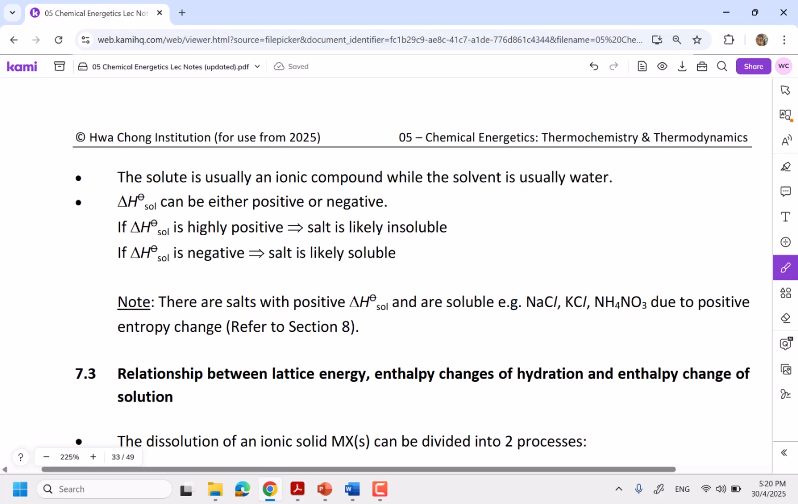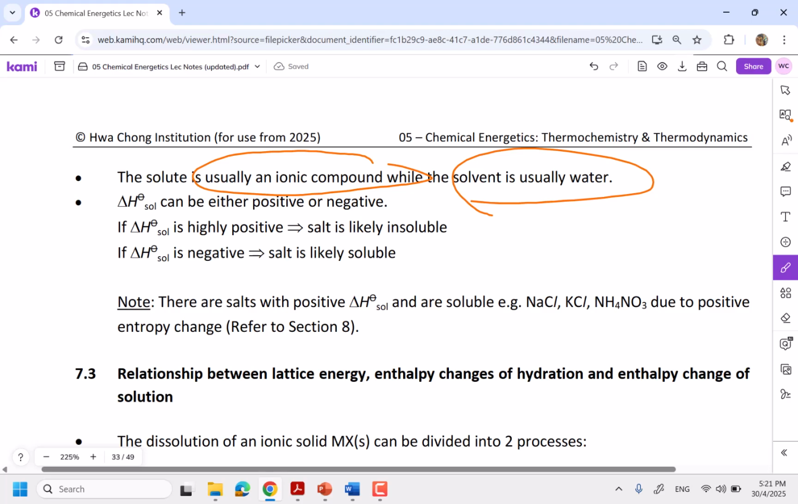Then the solute is usually an ionic compound, where the solvent is usually water. Yeah, it can be other things. You can have enthalpy change of solution for an organic molecule as well. It need not be an ionic compound, just to make sure. So this is usually the case. The reason why it is usually the case, at least for H2 chem, is because this is what we are usually dealing with, but it's not always the case.